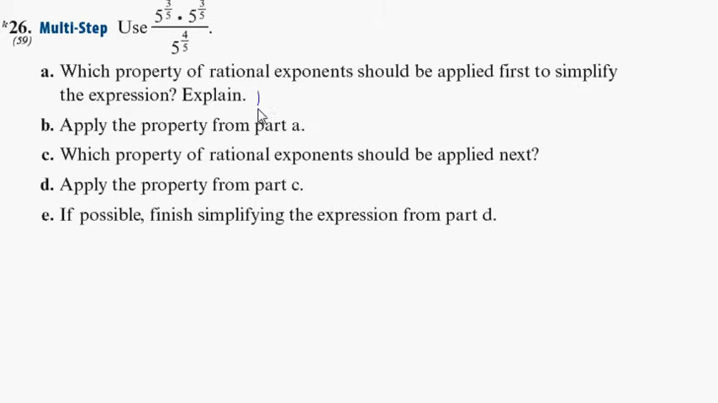Well, it's the product of powers property. Whew, that's a tongue twister. Product of powers property, okay? And this is my explanation. This can be your explanation as well. X to the third times x to the fifth equals x to the eighth. In other words, if you're multiplying the bases and they're the same, you can add the exponents.